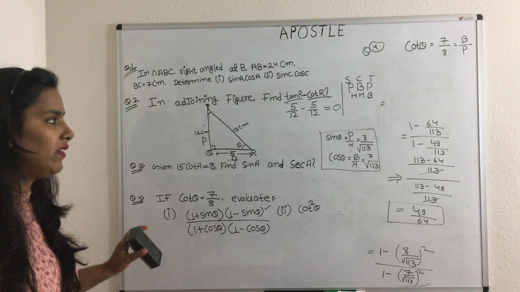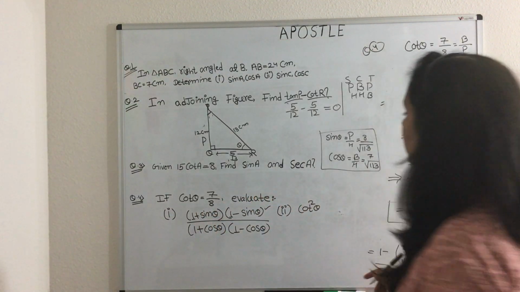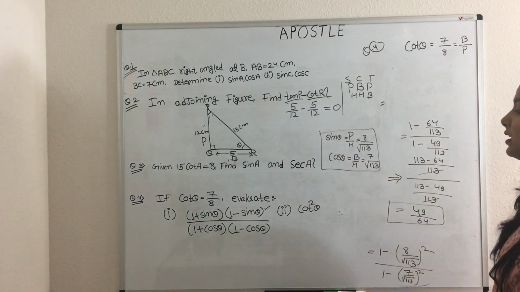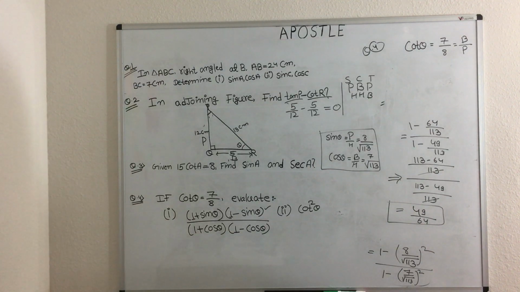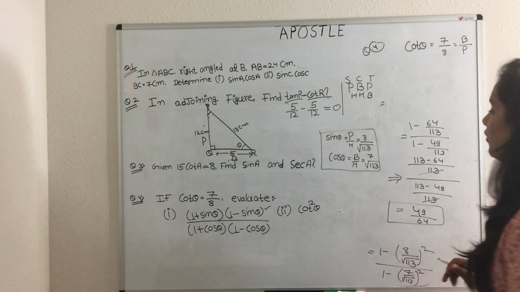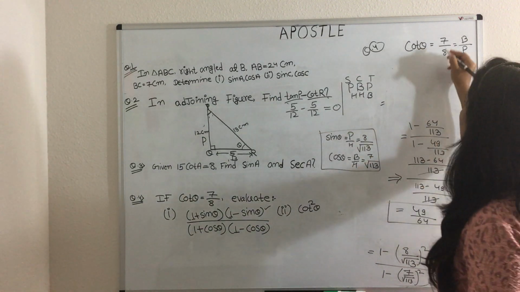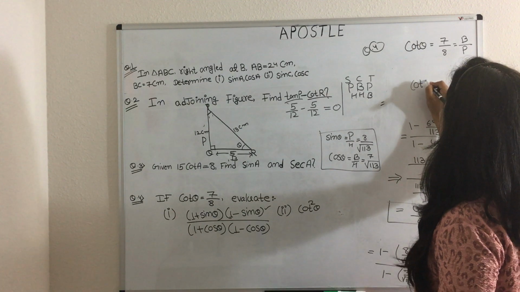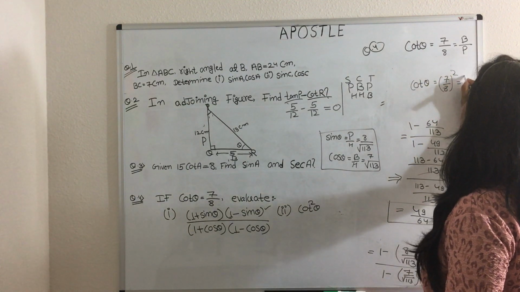This question is really very important. In this question, first of all we have to calculate the value of sine theta and cos theta, and then we have to apply the identity a square minus b square equals a plus b times a minus b. Now we have to find the value of cot square theta. This is very simple. We simply square 7 upon 8, whole square. So the answer is 49 upon 64.